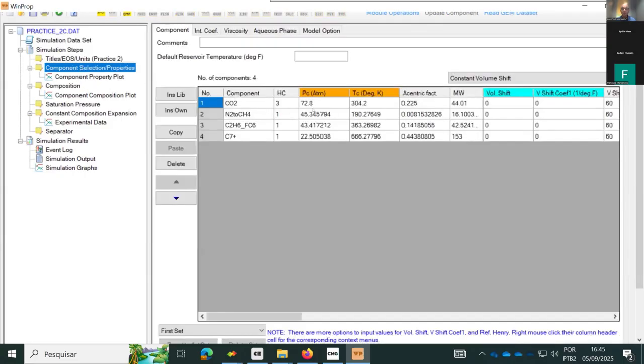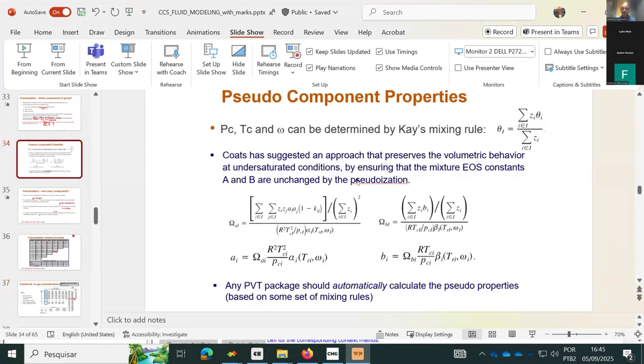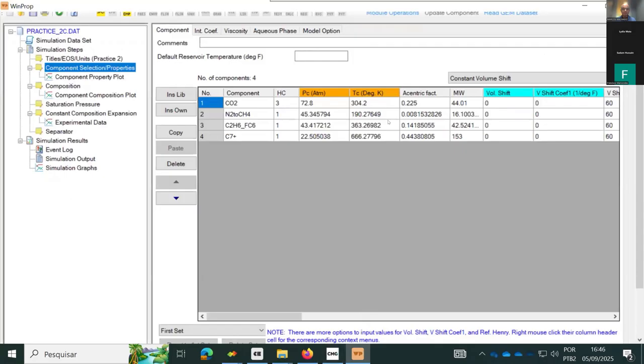And all the properties for those components were calculated using mixing rules. Some of those mixing rules are presented in this slide. This slide summarizes how WinProp computes the equivalent PC, TC, and eccentric factor for the pseudo component created after the lumping. Okay, this is how WinProp handles this lumping process. And now we can do our regression following the same steps.